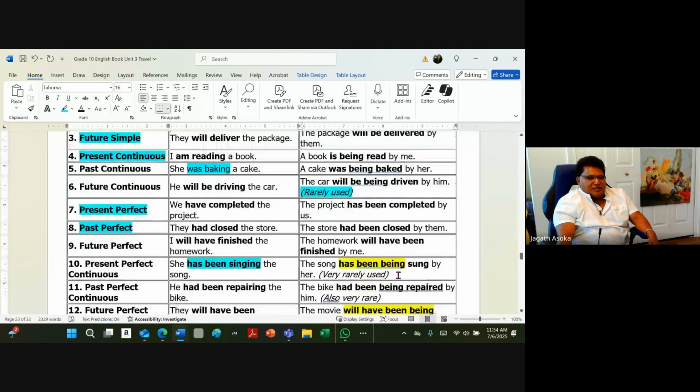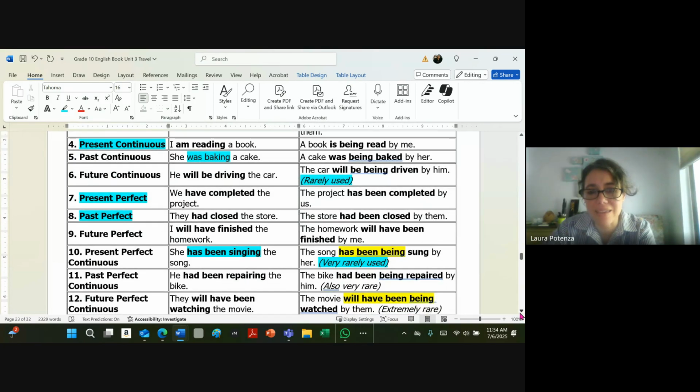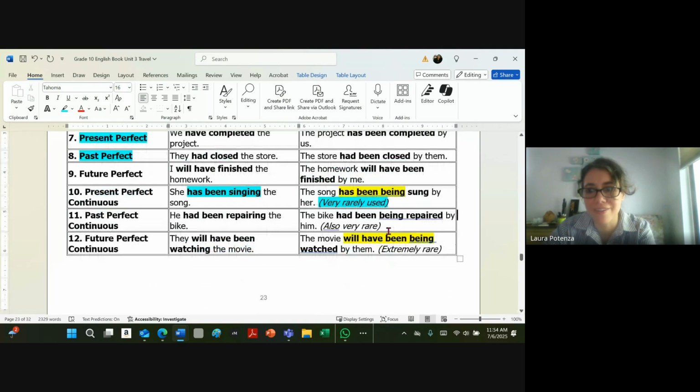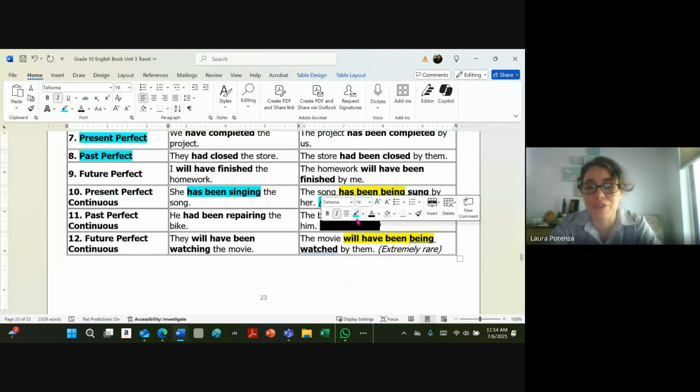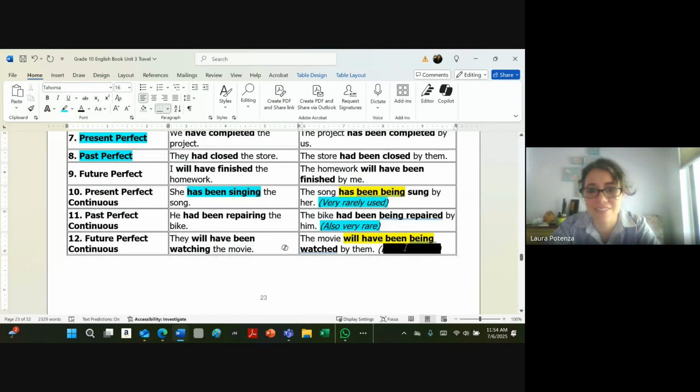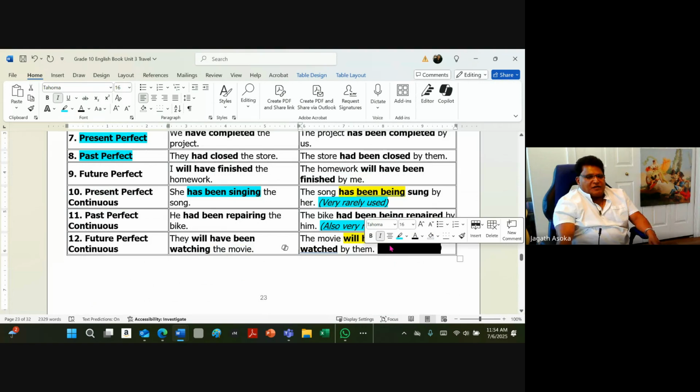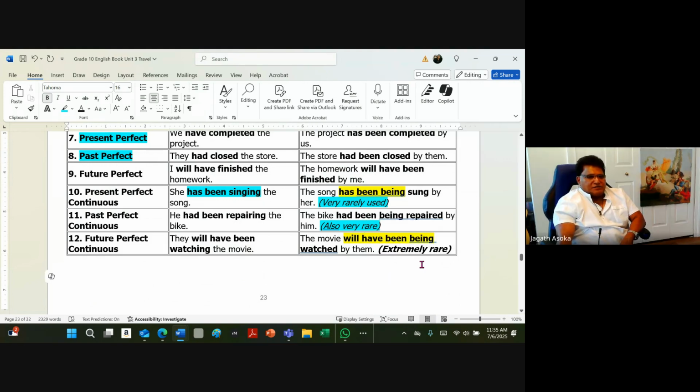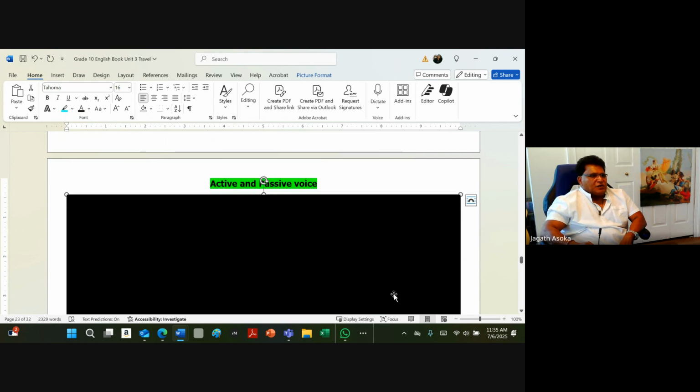That's why. Look at these three cases. We don't use them. The bike had been being repaired, I've never heard anyone speak like that. Nobody does. That's why they are rare. When I say rare, don't use it. Avoid using it. That's the trick. So this is just for exercise purposes.